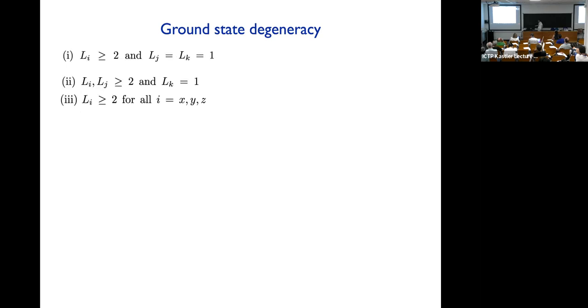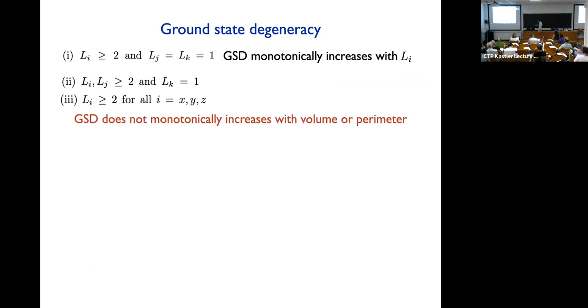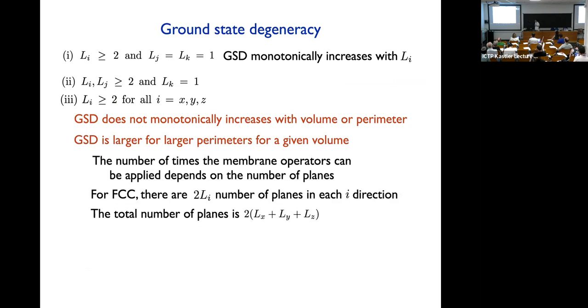Okay. So this much we can qualitatively understand. For example, if you just think about a case where your system size is almost one dimensional, elongated in only one direction, then it's pretty simple. The ground state degeneracy monotonically increases with the length of the system. In all other cases, ground state degeneracy does not monotonically increase with the volume or perimeter. And again, as I said, for a given volume, if you have a larger perimeter, then the ground state degeneracy is larger. And we can understand it this way.